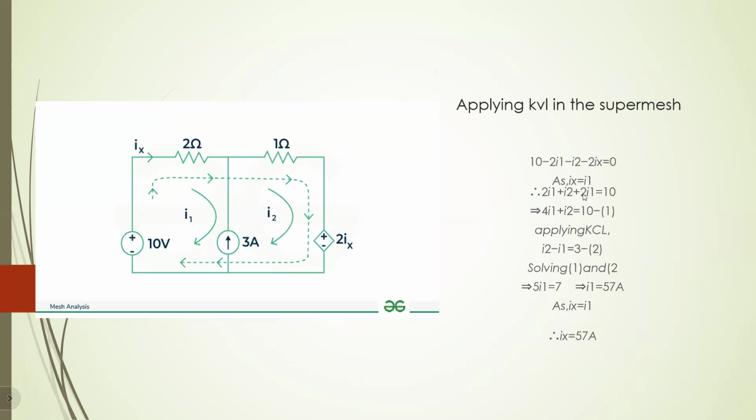2 I1 plus I2 plus 2 I1 equals 10. 4 I1 plus I2 equals 10. This is equation 1. Applying KCL, I2 minus I1 equals 3. This is equation 2. Solving equation 1 and equation 2, 5 I1 equals 7. I1 equals 7/5 amperes. As Ix equals I1, Ix equals 7/5 amperes.